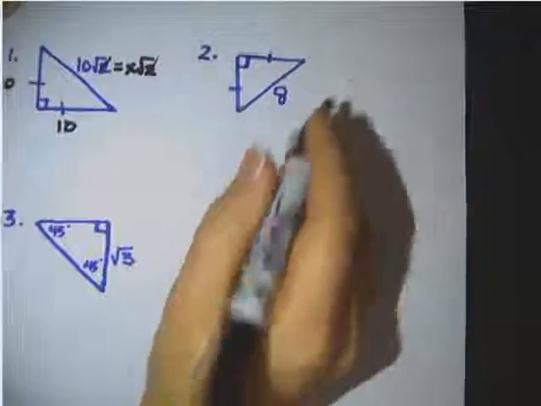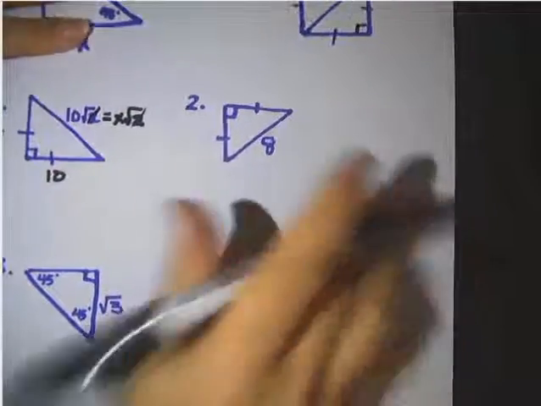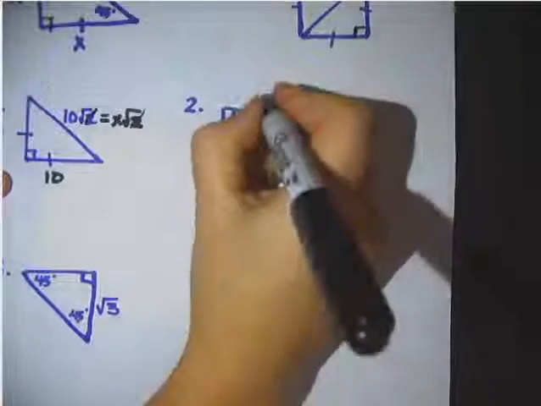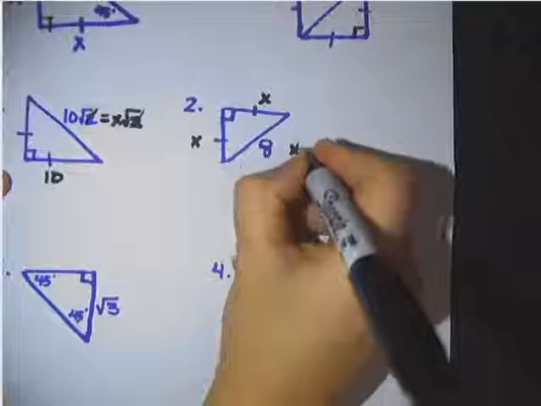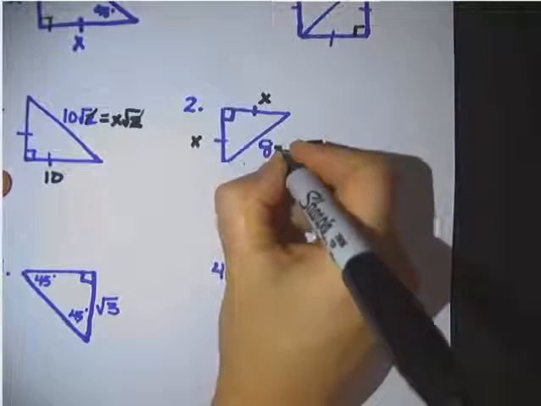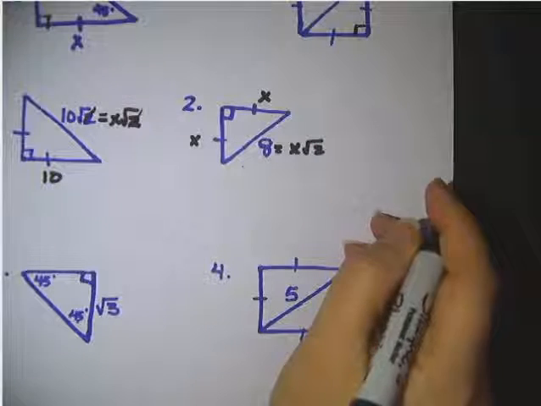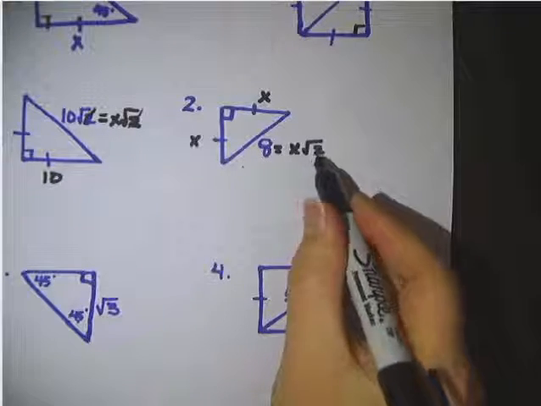Now the harder kind is when you're given the root 2 side and it doesn't have a root 2 with it. So remember, always write down your formula, x root 2, and set that equal to the side you're given. X root 2 equals 8. So this is just an algebraic equation we're trying to solve for x.